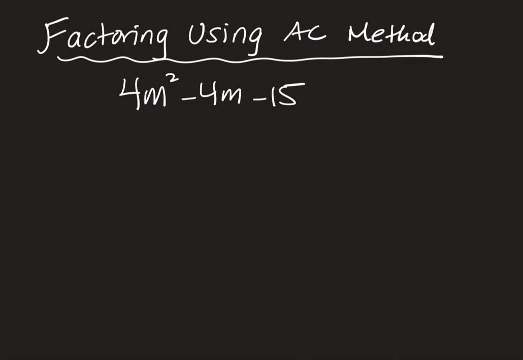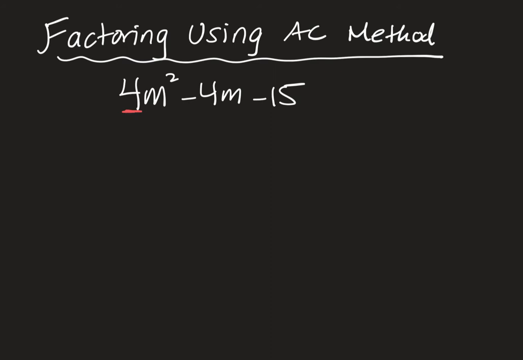Hi everyone. In this video I'm going to show a few examples of using the AC method for factoring. When the leading term is a 1, it's very easy to factor without having to use many strategies. Simple trial and error, and usually we can do it mentally, works.